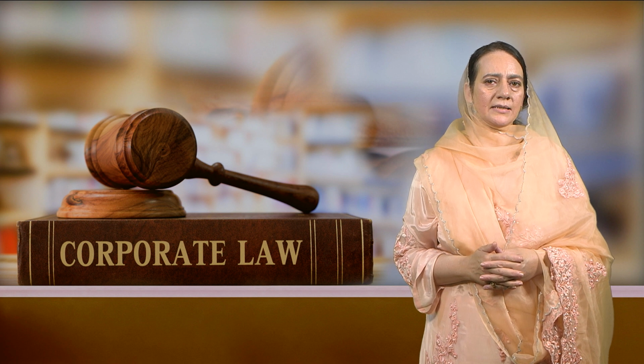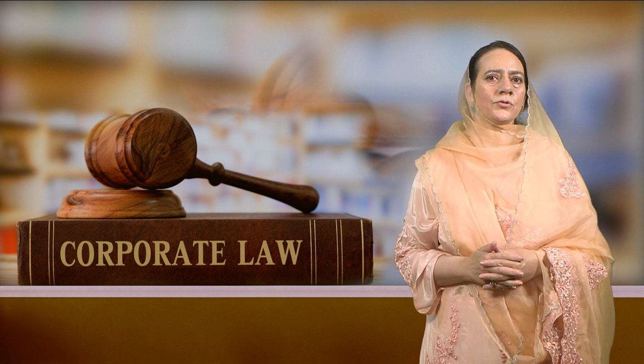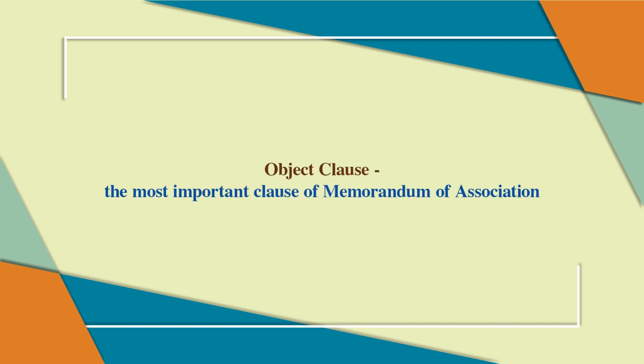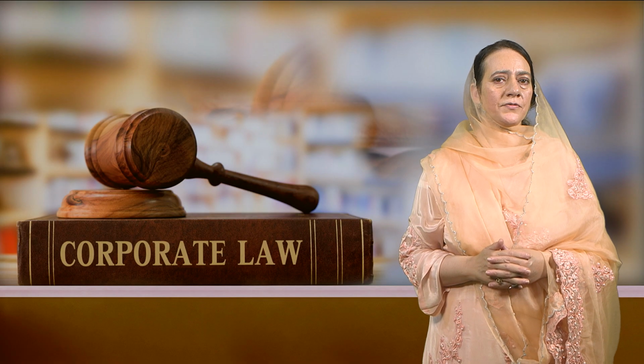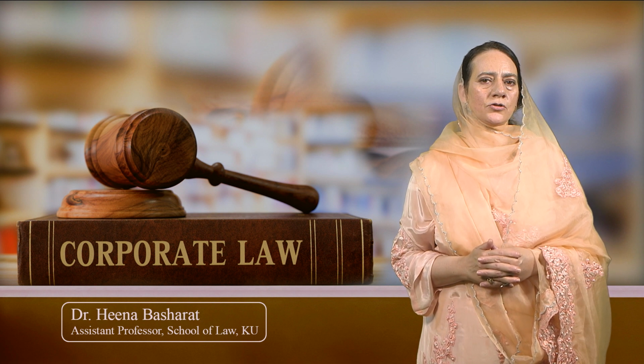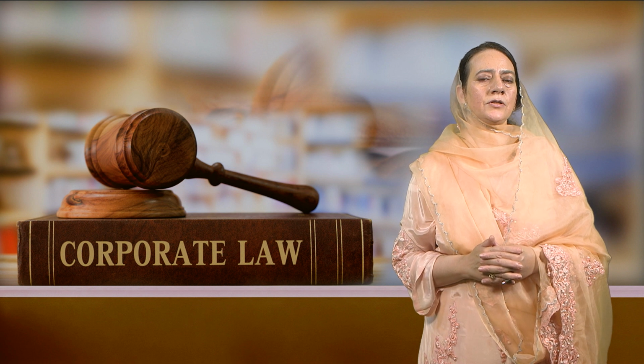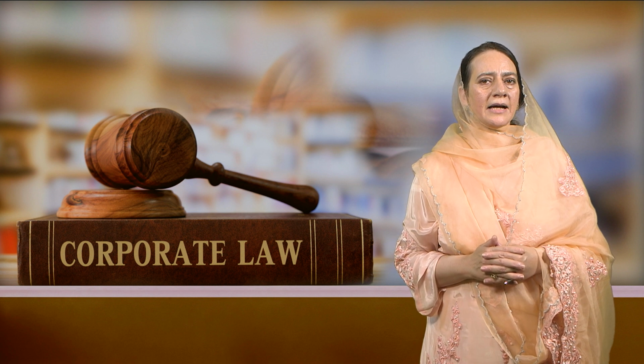Dear students, we have to remember that in order to understand the doctrine of ultra vires in the context of company law, we have to refer back to the Objects Clause of the Memorandum of Association. The Object Clause is the most important clause of the Memorandum of Association because it lays down the purpose for which the company has been formed and the kind of activities or business it intends to carry on. The importance of the Object Clause lies in the fact that it determines the purpose and the capacity of the company besides its sphere of activities.